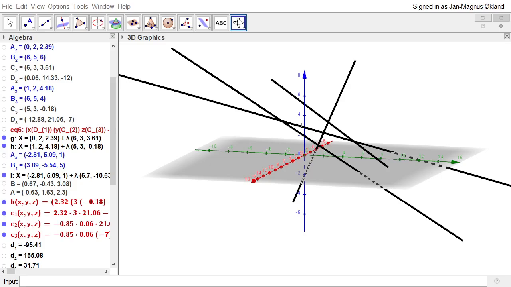Hello, this is Jan-Magnus, and today I want to answer the question: how many lines in space meet four given lines?